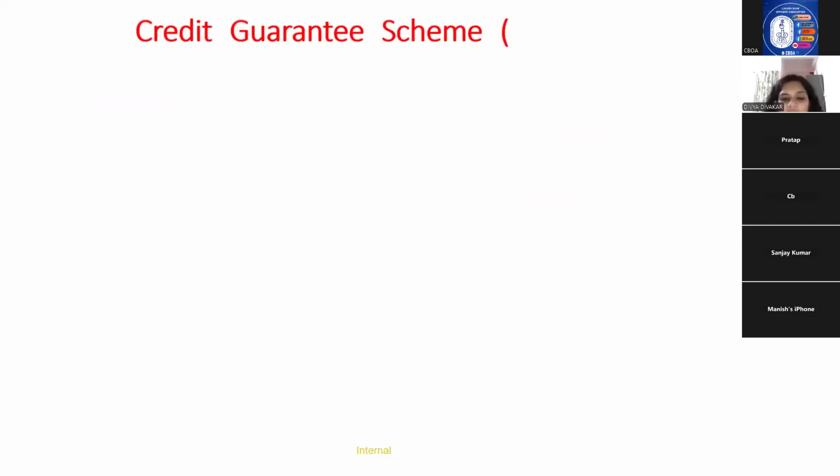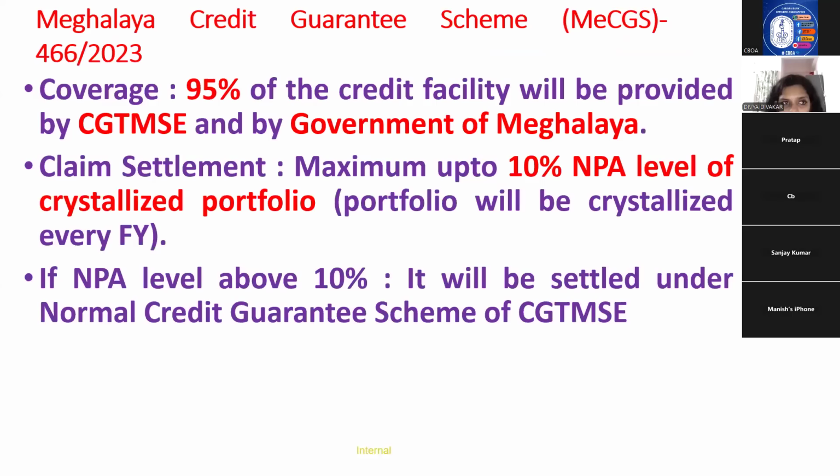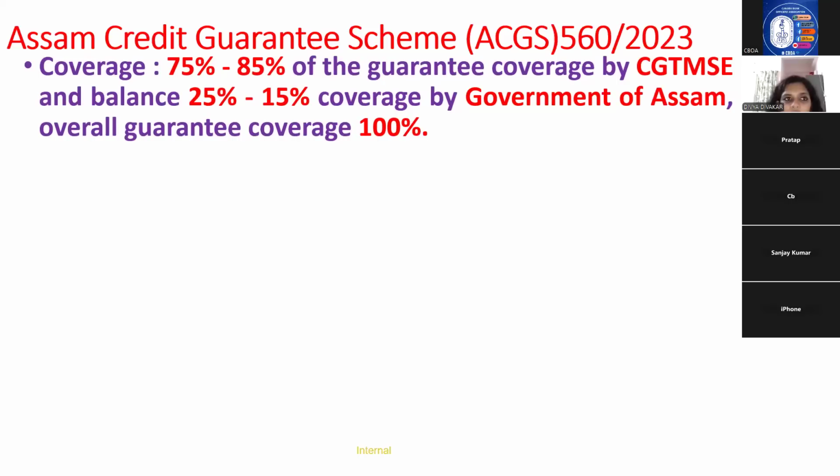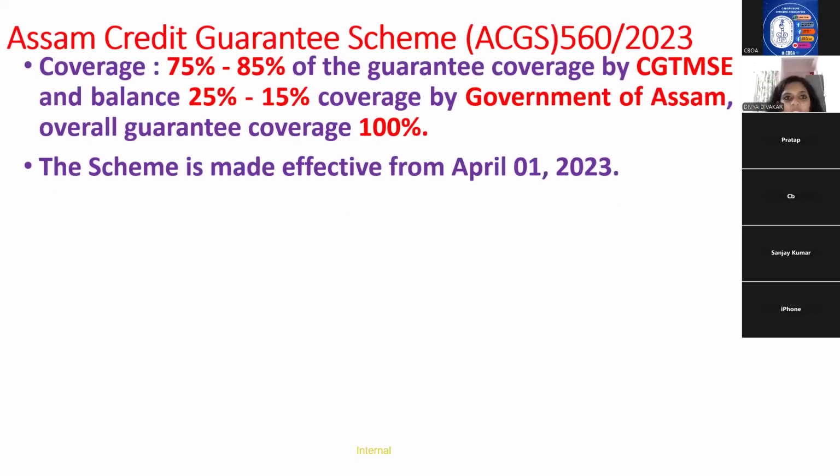Then Meghalaya credit guarantee scheme. Here 95% will be provided by CGTMSC and the Government of Meghalaya. Assam credit guarantee scheme. Here the coverage is 75 to 85% by CGTMSC and the balance 25 to 15% by Assam, and the total coverage will be 100%.